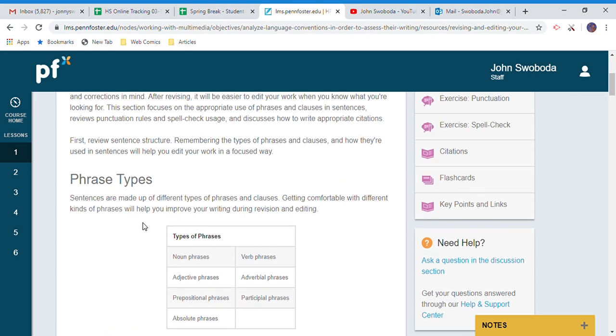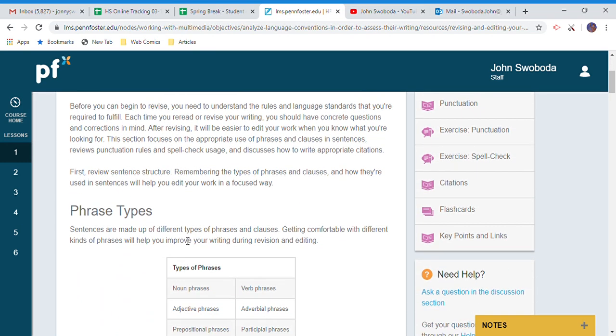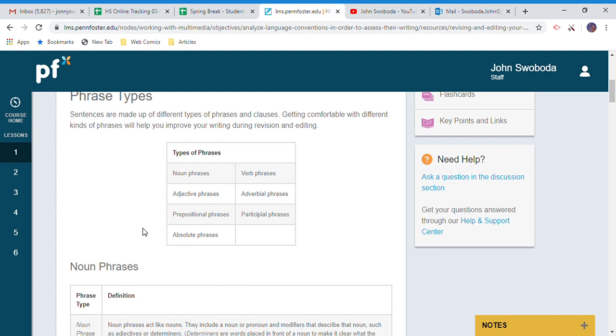So this particular section is a deep dive into grammar. So we're going to talk about phrase types. Phrase types in your writing. Varying usage of phrase types makes your writing pop, makes your writing more interesting. So these are the types: a noun phrase, a verb phrase, adjective, adverb, preposition, participle, absolute.